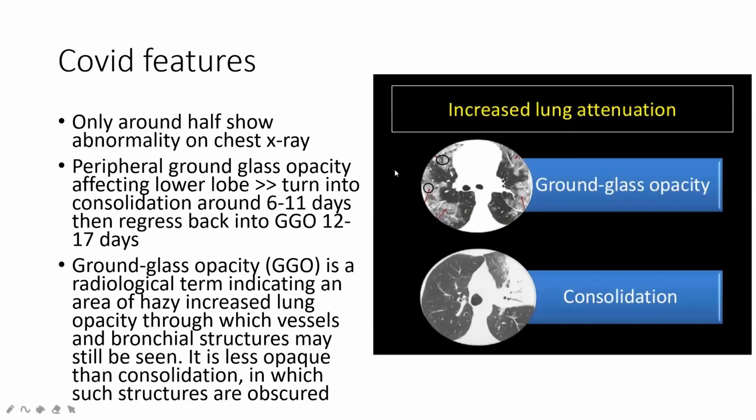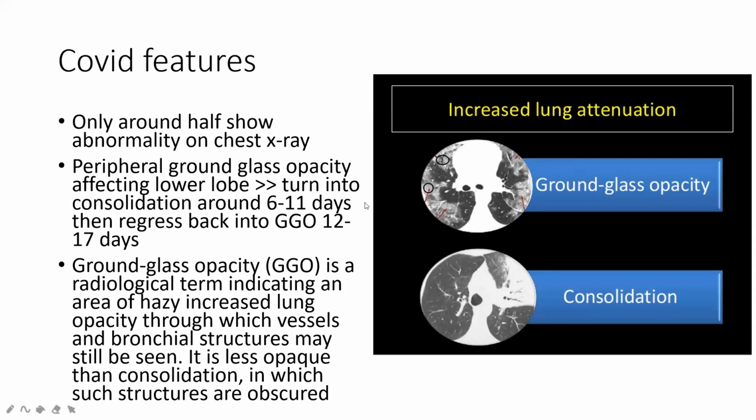So the picture on the right, if you have a look at it, the top picture shows ground glass opacity on a CT. As you can see, it's a hazy, high density area with some lung markings that are visible in between. The one on the bottom is consolidation, which is quite a white, very opaque area. And that is the difference between ground glass and consolidation.